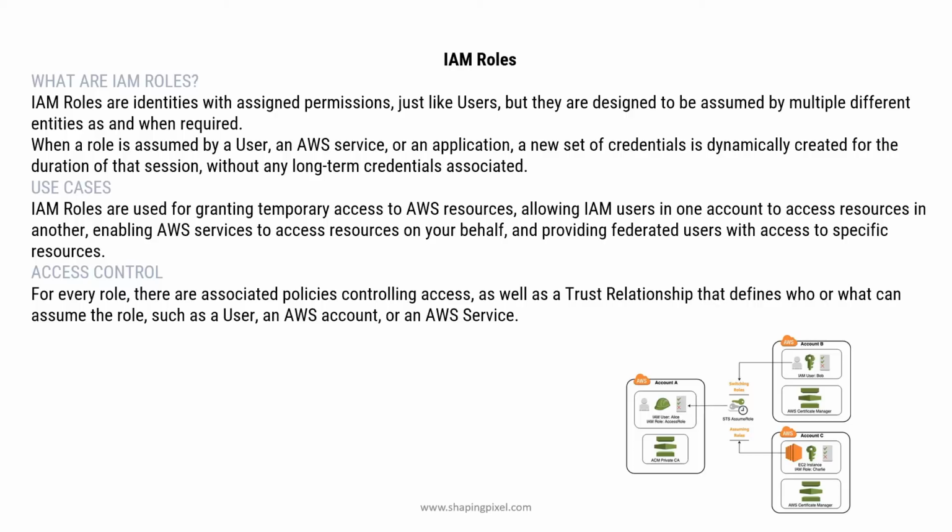IAM roles are used for granting temporary access to AWS resources, allowing IAM users in one account to access resources in another, enabling AWS services to access resources on your behalf, and providing federated users with access to specific resources. For every role, there are associated policies controlling access, as well as trust relationships that define who or what can assume the role, such as a user, an AWS account, or an AWS service.